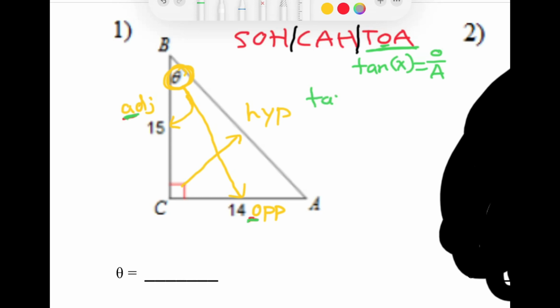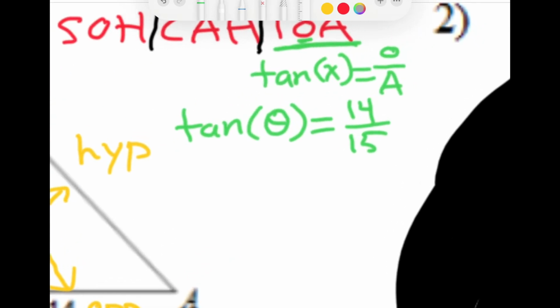We have tangent of our angle measurement, well, in this case it's theta, we are not given the actual measurement, equals our opposite side is 14 over our adjacent side, which is 15. And then we're going to solve this for theta. So we want to get theta by itself. Well, to get rid of this tangent, we have to do the inverse of tangent.